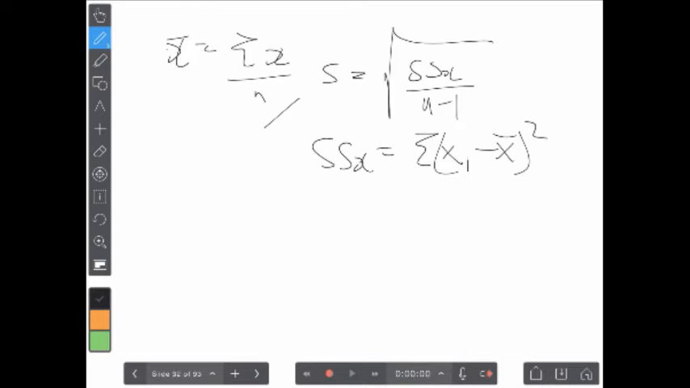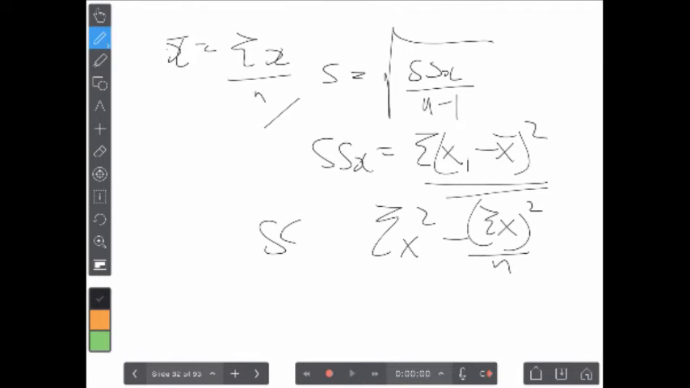Sum of squares of the x values. So SS is the sum of the squares. But I don't want you to use this formula. I want you to use the shortcut formula. Sum of the x squared minus the sum of the x all squared over n. That would be my SSX.